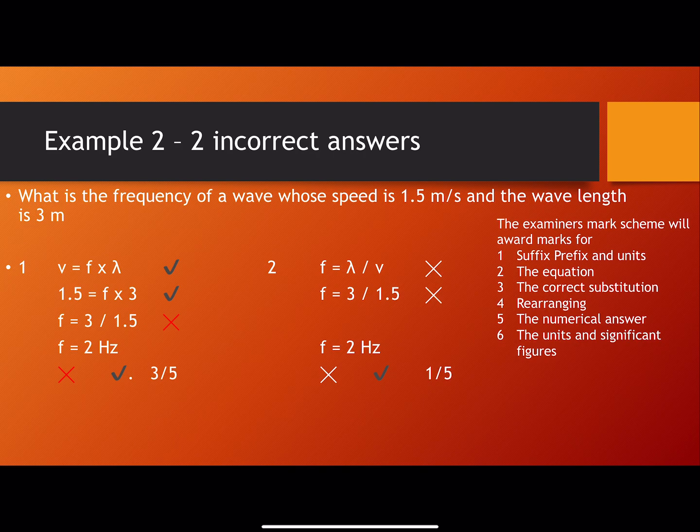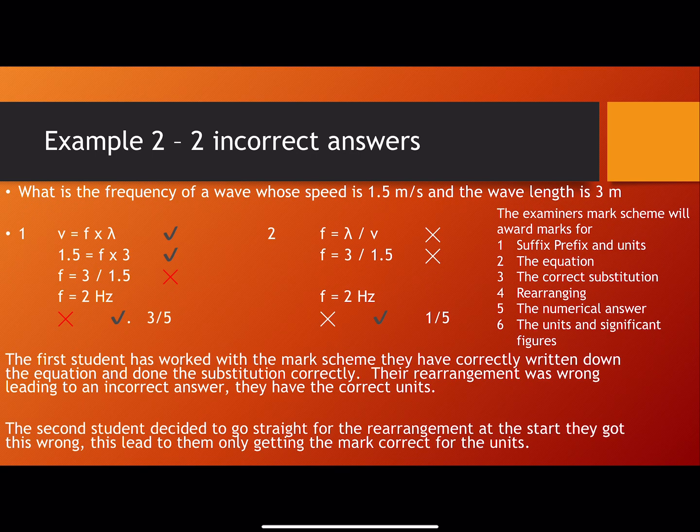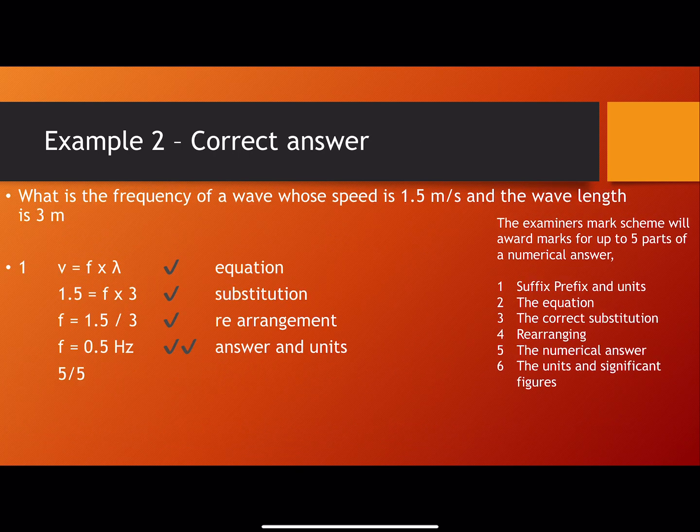Sorry, 60%, because it could have been out of 5. Because of the rearranging and the numerical answer, they get 1 out of 5 for theirs. The second student decided to go straight for the rearranging at the start and only got this wrong. This led them to only getting the mark for the correct units. So the same mistake, two people, same mistake. One person gets 60% of the marks, the other person just gets 20%. That's why it's important to set things out in this way, because that ensures you pick up the easy marks.